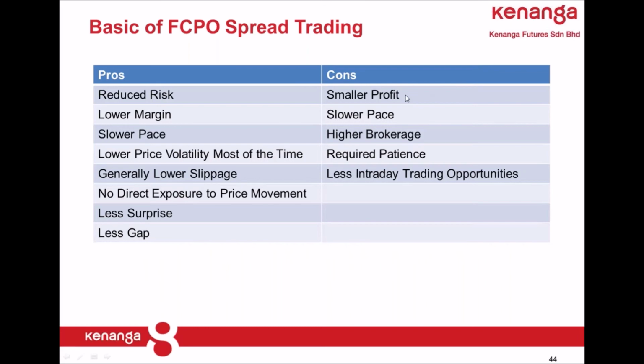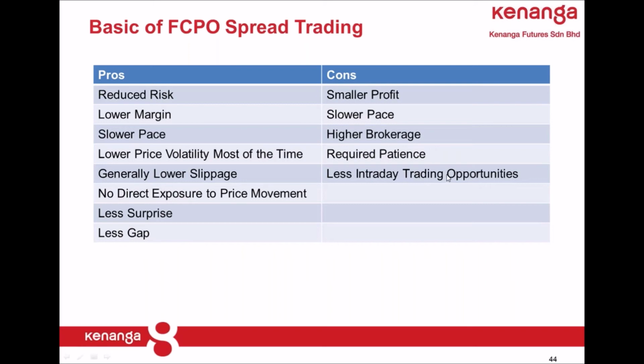Okay, in terms of the cons, the disadvantages of trading spread: of course, you have smaller profits generally, but these smaller profits come with reduced risk, so it is actually quite balanced in that sense. If you are a fast person, it might not be suitable for you, because you might get bored or annoyed by the slow movement of price sometimes. Of course, when you trade spread you involve higher brokerage fees, because compared to outright where you're just doing one contract, now you're doing 2 contracts. Sorry, your round turn is 4 contracts already, so higher brokerage is required for doing spread, and of course it requires patience.